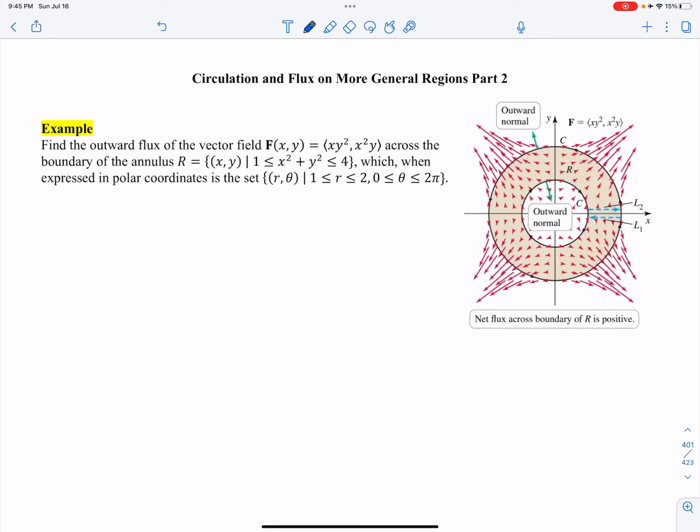In this video, we are going to continue our discussion of Green's theorem, but focus on flux for this problem. Find the outward flux of the vector field, and I'm going to go ahead and label these M, N, across the boundary of the annulus. Now we're talking about a full annulus, which, when expressed in polar coordinates, is the set, and they even gave us the polar coordinates, so when we get to our integral, we know we're going to switch to polar.